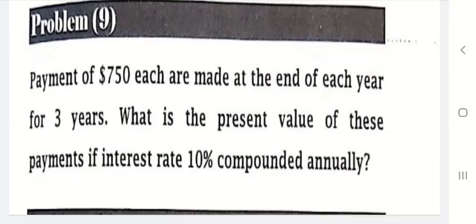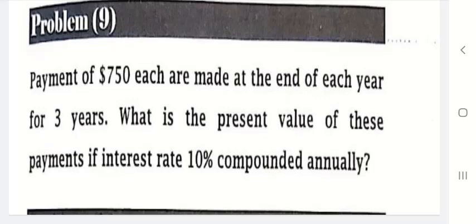Payments of $750 each are made at the end of each year for 3 years. What is the present value of these payments if the interest rate is 10% compounded annually? In this example, R will be equal to 750, and because the payment will be paid every year for 3 years, there are 3 annuities. We now need to get the present value of these annuities.